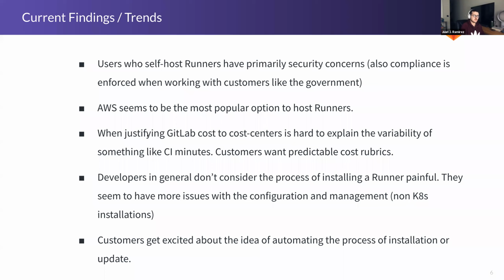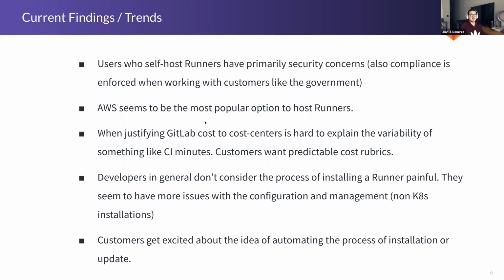Another interesting thing is that I said here in the line, AWS seems to be the most popular option to host runners. The fact is that everyone we have been talking to so far has their runners in AWS. So AWS is basically the place where they install runners, and it's not a surprise just because AWS is the cloud computing leader. So they probably have a lot of infrastructure there. But yeah, that seems to be a very popular option.